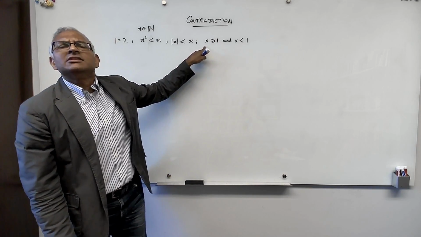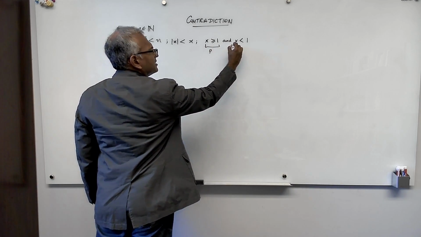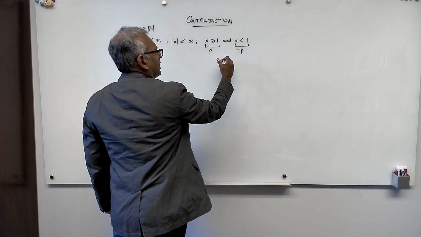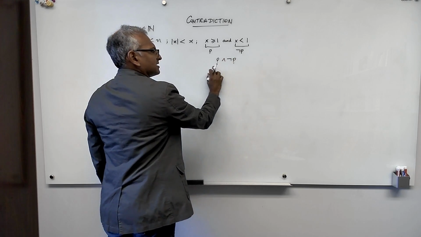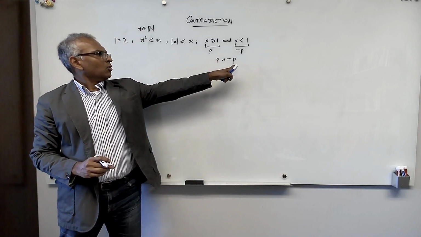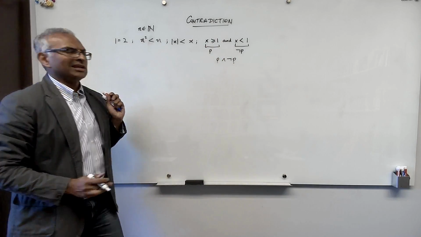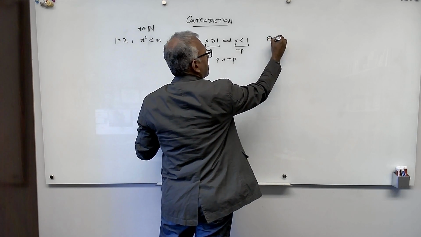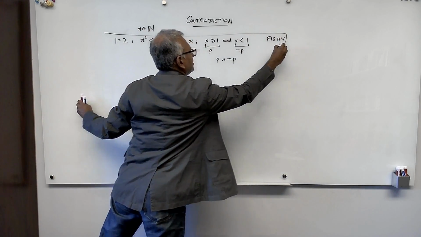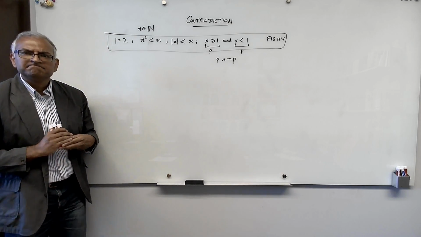Now, this is the typical type of contradiction. If you think of this as a statement P, then this is exactly the statement not P. And so what I'm claiming here is P and not P. That's the prototype contradiction, where you claim something and you also claim its negation. Nonsense. It can never be true. So these are examples of contradictions. I'll call them fishy. They smell bad.